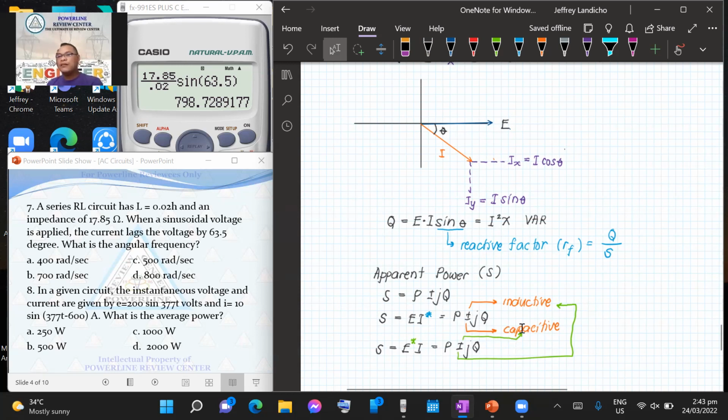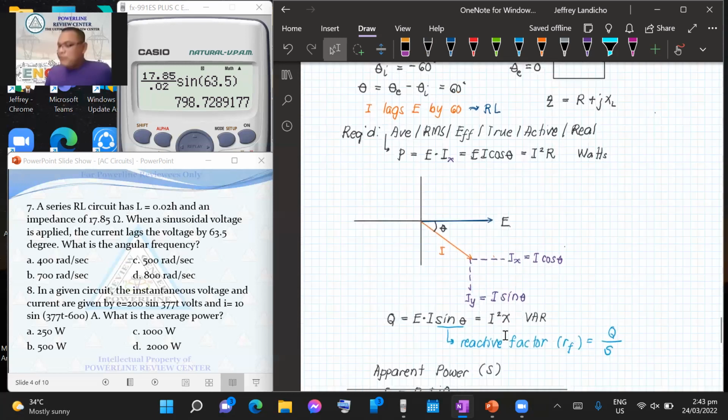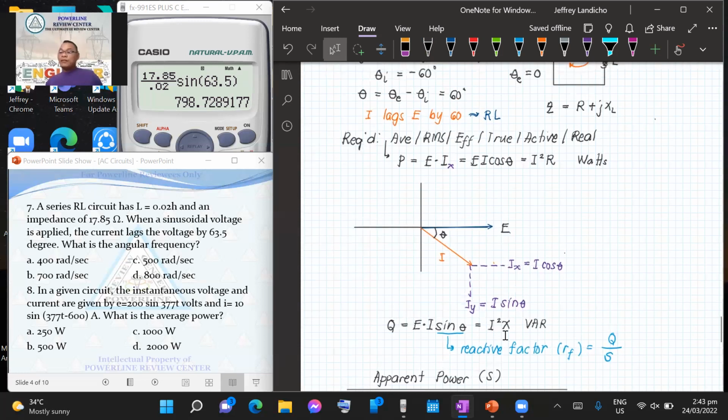Eh, alam natin, kapag capacitive, ano ang current? Leading, di ba? Kapag capacitive yan, RC. Anong current? Leading. So, kapag leading, dapat yung angle is nasaan? Positive. Pagka inductive, anong current? Lagging. So, dapat ang kanyang sign, it should be what? Negative. Kaya doon ako. Negative is lagging, positive is leading. Alam natin na lagging yan pag inductive. Leading yan pagka positive. Okay?